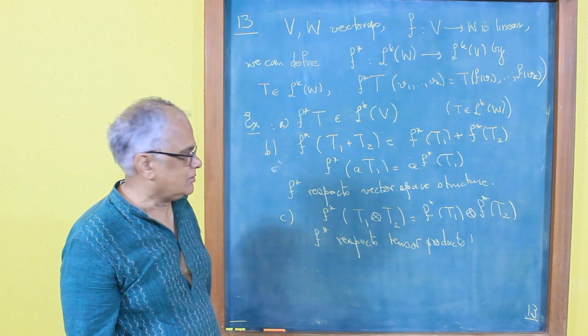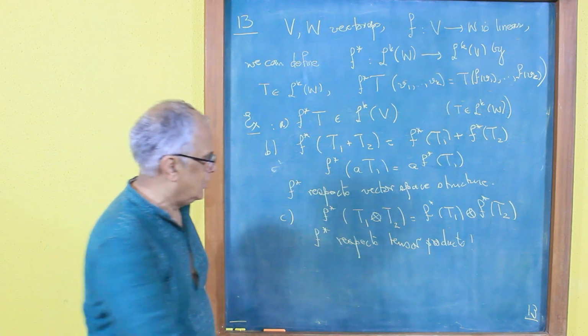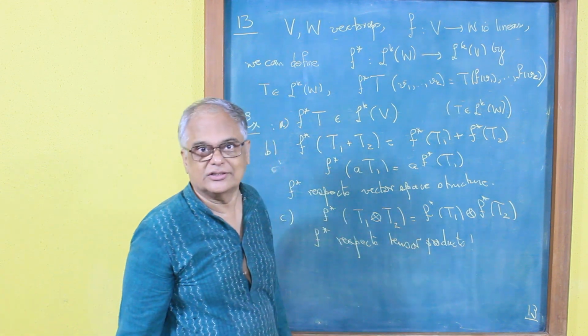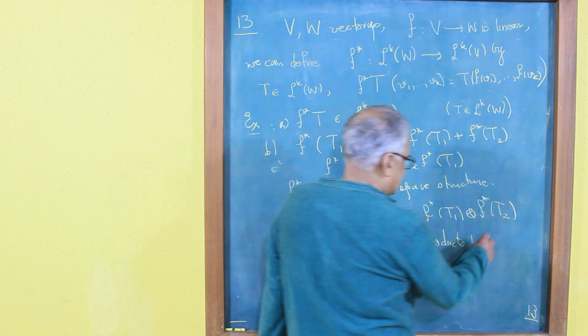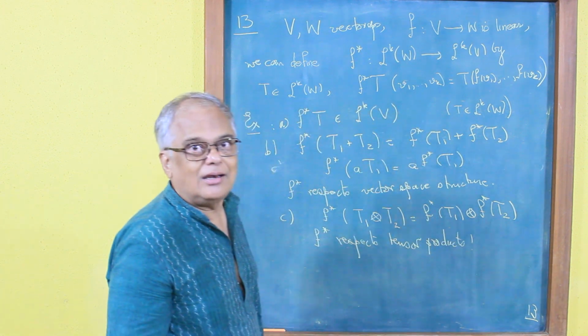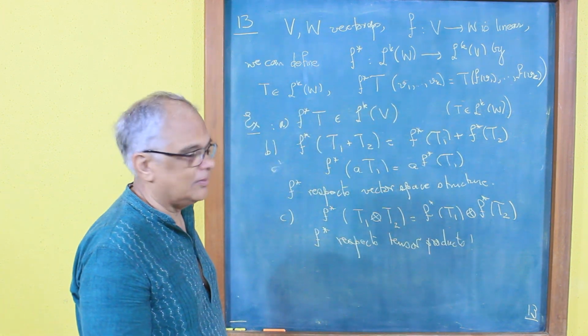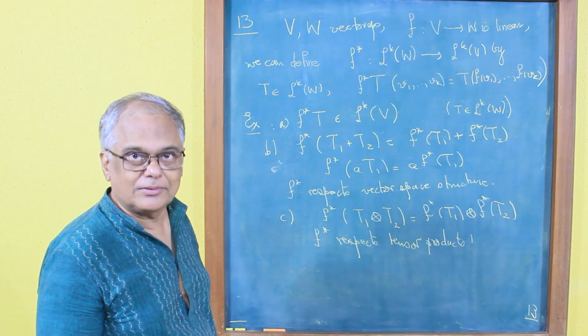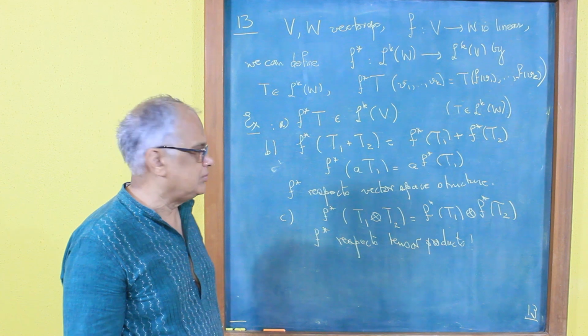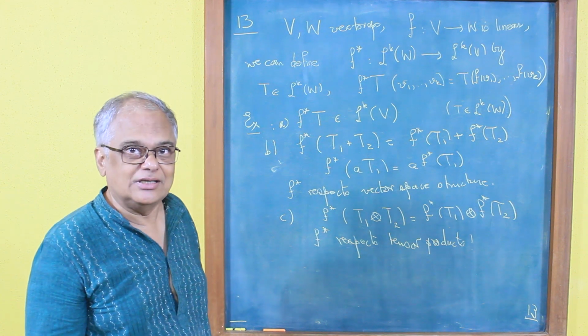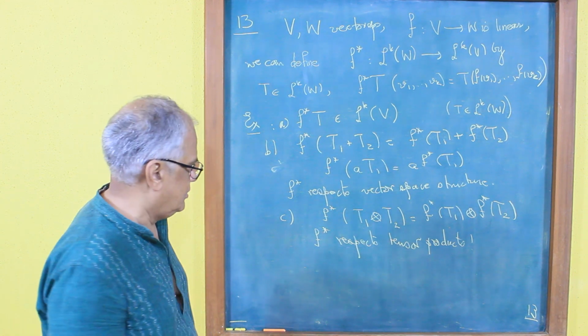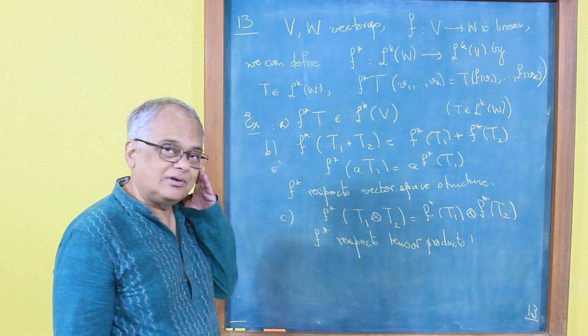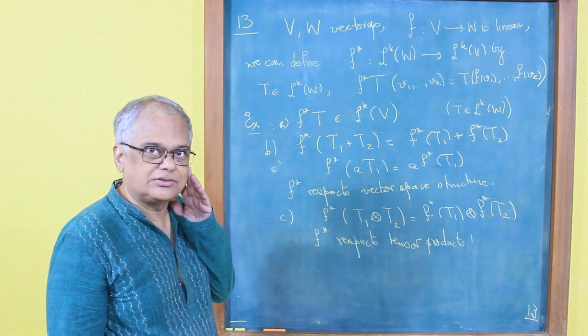And what is the meaning of respecting the tensor product structure? It's the obvious thing which looks like this. Where T1 is in L^k(W) and T2 is in some L^d(W), T1 tensor T2 is in L^(k+d)(W). So F upper star respects tensor products.